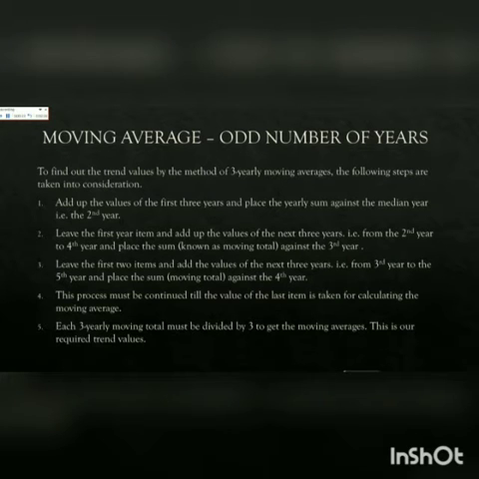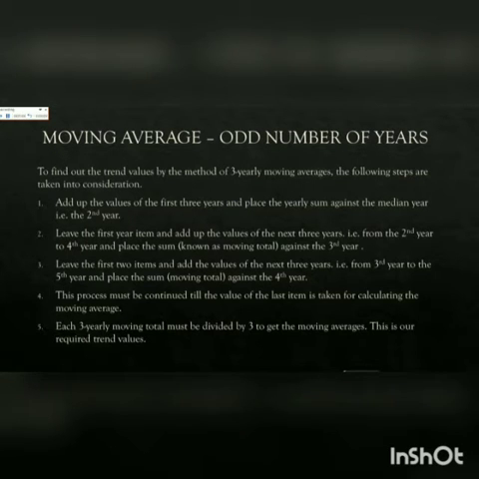Step 2. Leave the first year item and add up the values of the next 3 years, that is from the second year to the fourth year, and place the sum against the third year. Step 3. Leave the first 2 items and add the values of the next 3 years, that is from the third year to the fifth year, and place the sum against the fourth year.